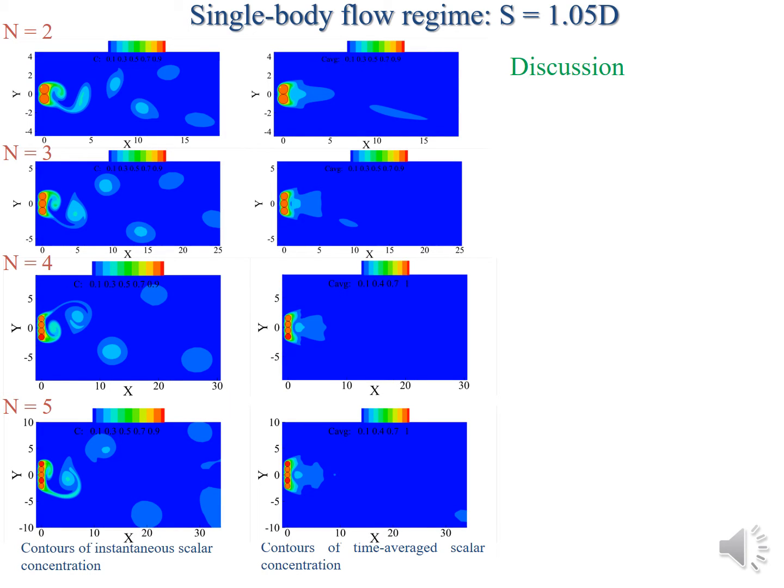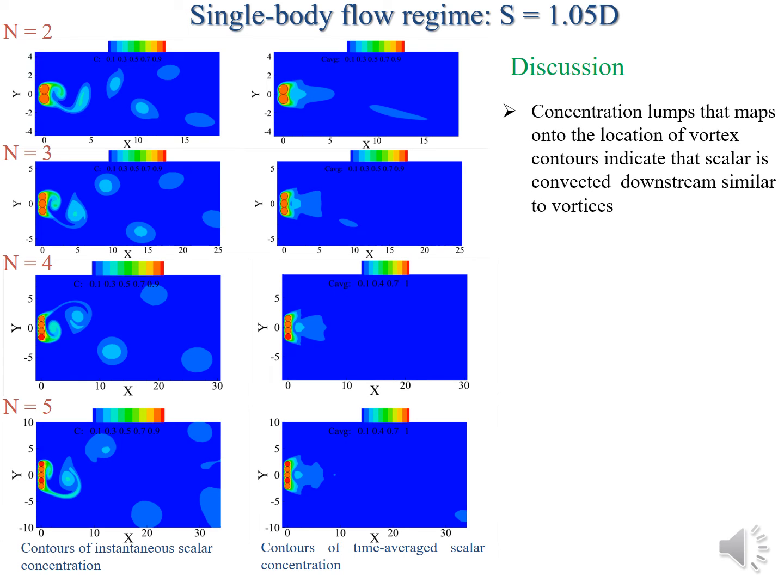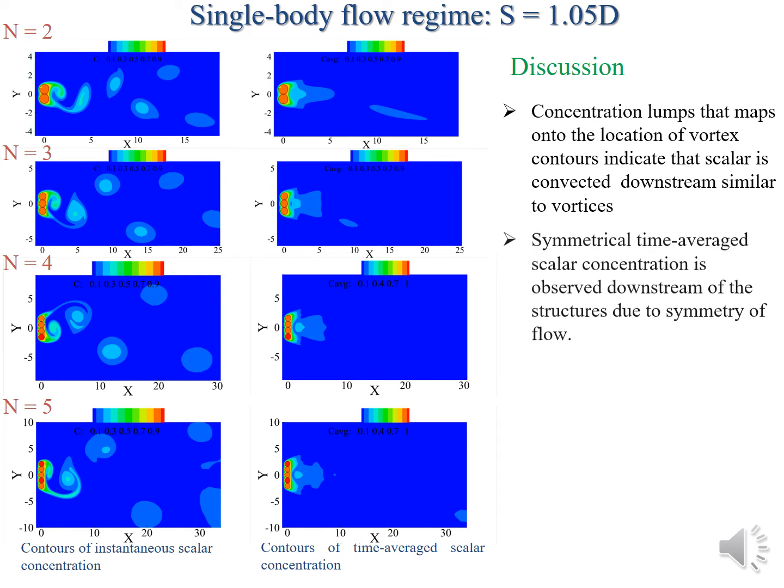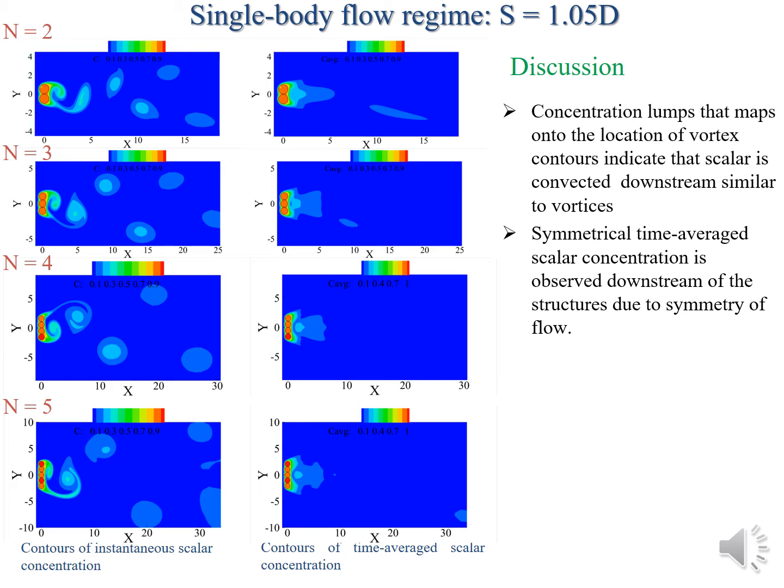Now let us look at the mass transfer characteristics of these regimes. For the single body regime, we can find that the concentration lumps are convected in a similar manner as the vortices. So we can say the mode of mass transfer here is convection, because we have concentration lumps that map directly onto the shedding of the vortices.